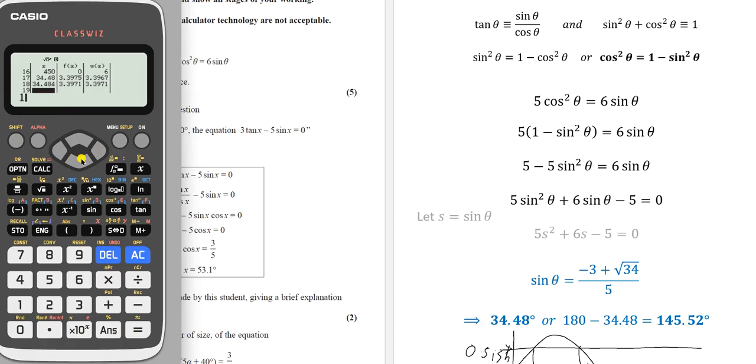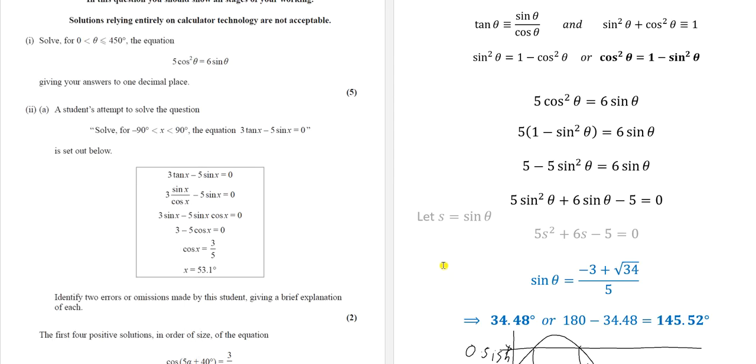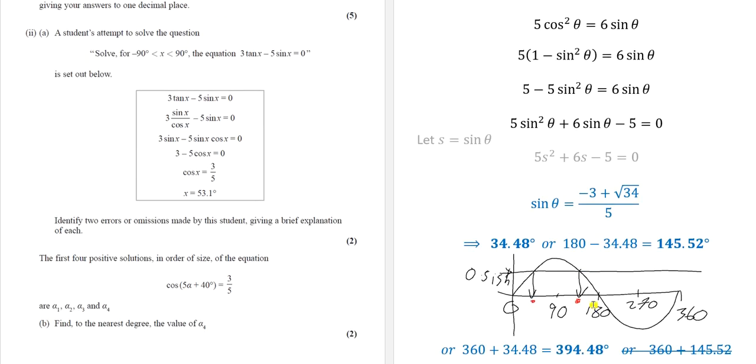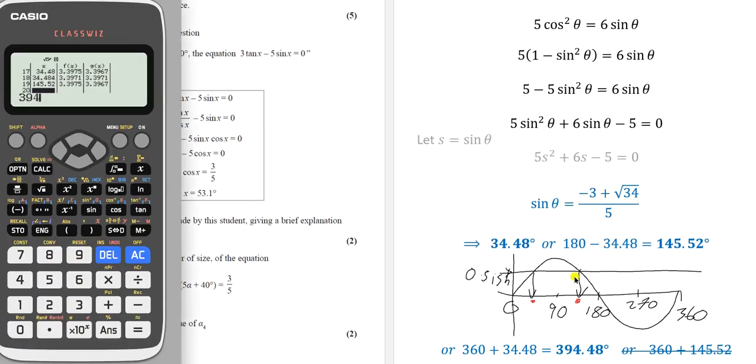But the quickest way is just to type in your numbers, 145.52. They match for that one as well. They both give 3.3975. Not only do the left and right hand sides match, but they match with the same value because both of those angles should give the same value for sine of theta. And remember our final one that we worked out, 394.48. We can test that in the same way.